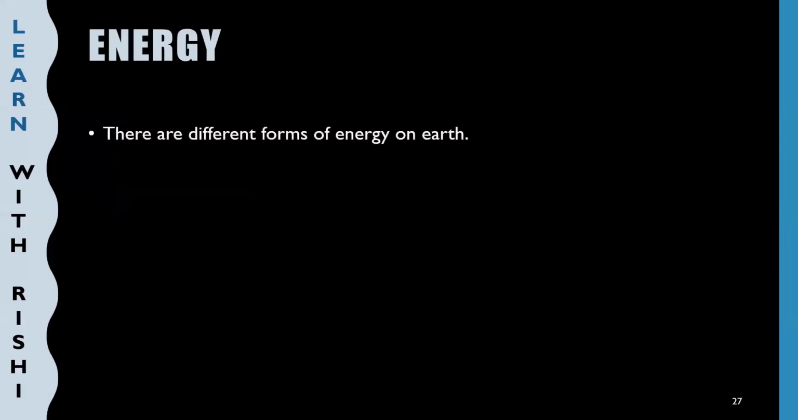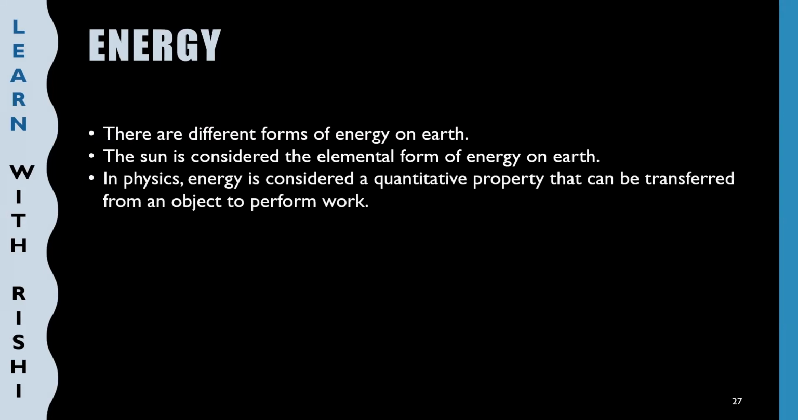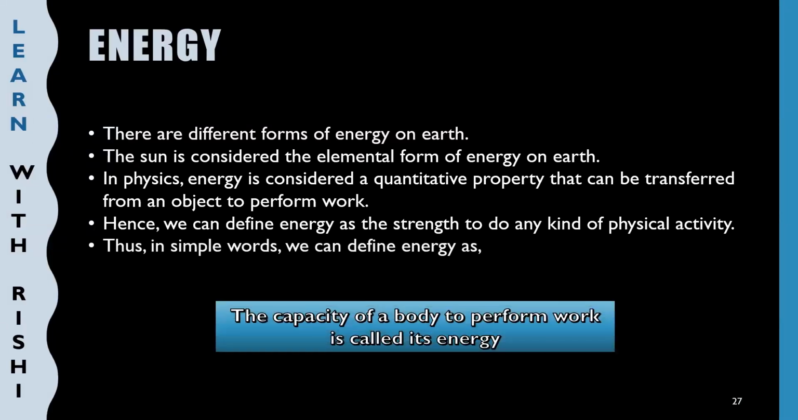So there are different forms of energy on Earth. The sun is considered the elemental form of energy on the Earth. In physics, energy is considered a quantitative property that can be transferred from one object to perform work. So, to perform any work, we require energy. And in physics, we consider that energy can be transferred from one object to another object. Hence, we can define energy as strength to do any kind of physical activity. Thus, in simple words, we can define energy as the capacity of a body to perform work is called its energy.